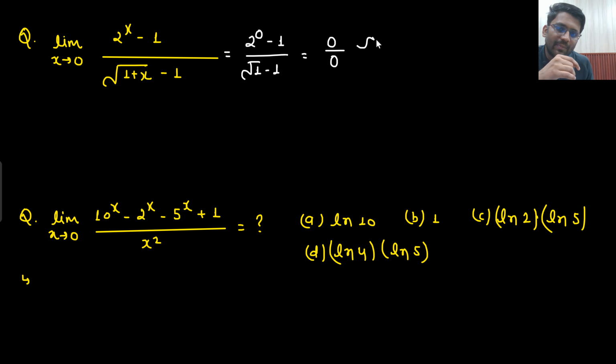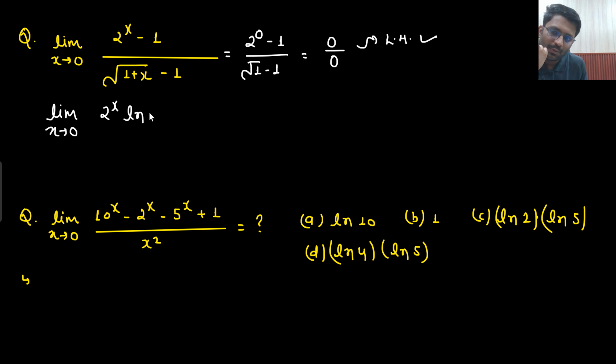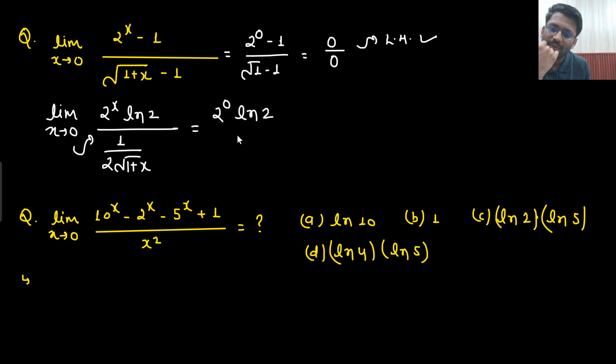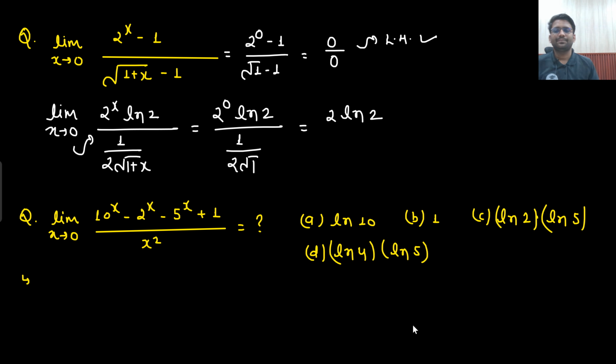So you can apply L'Hopital rule. Okay, so let's apply L'Hopital rule. Limit x tending to 0, 2 to the power x will give you 2 to the power x ln 2, and this will give you 1 by 2 under root 1 plus x. If you simply put the limit here, then I guess you will get the finite answer. So 2 to the power 0 ln 2 divided by 1 by 2 under root 1. So what is the answer you are getting? This goes upward, 2 ln 2 we are getting, right?